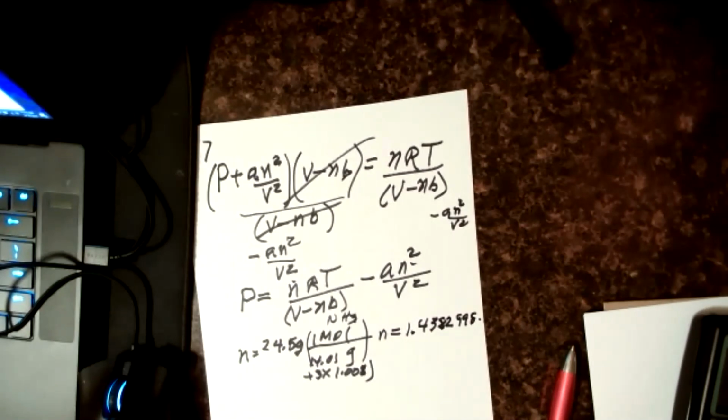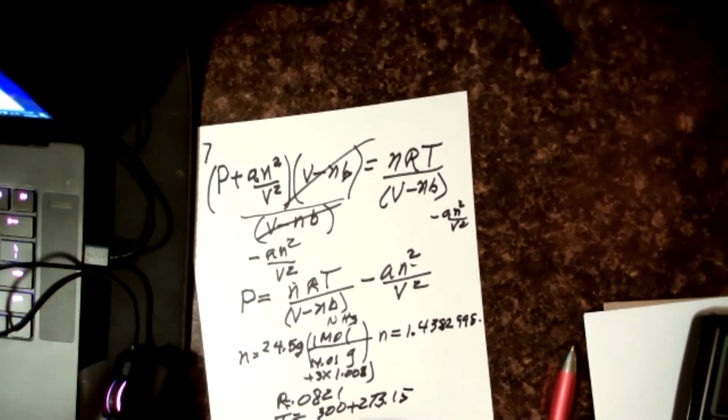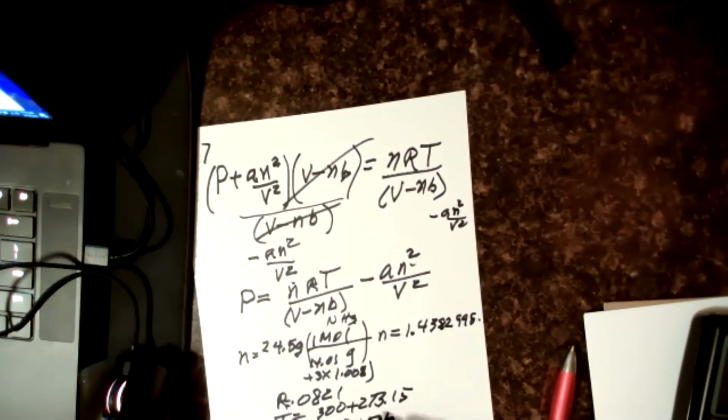Let's remind ourselves what the constants are. R is 0.0821. The temperature is 300 Celsius, so that's 300 plus 273.15. I'll go ahead and put that on. So that's going to be 573.15 kelvins. Okay, so I've got the temperature.